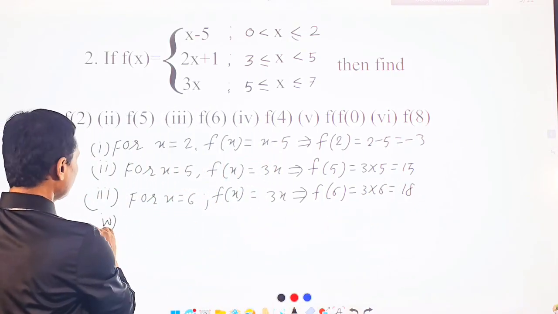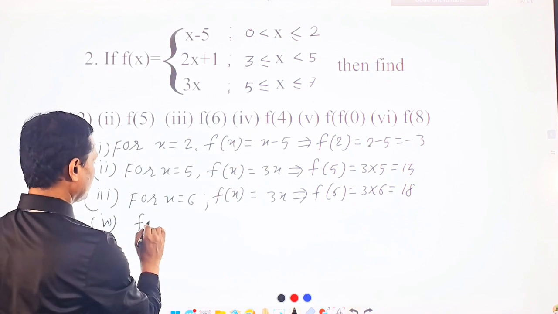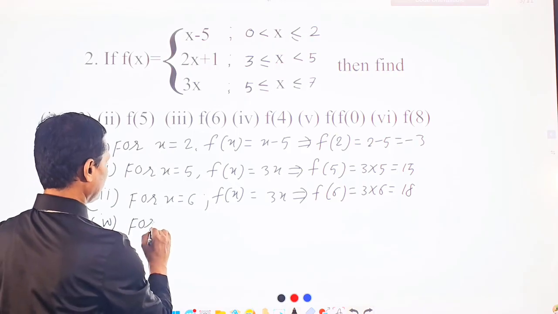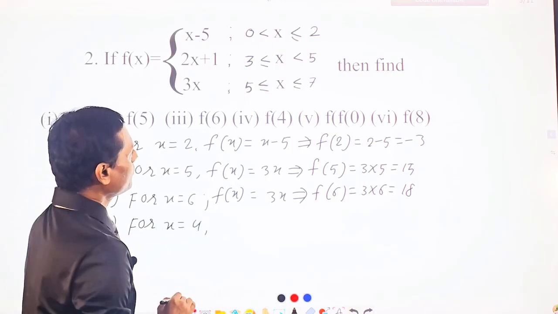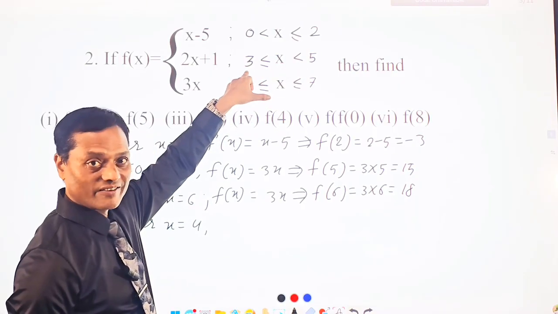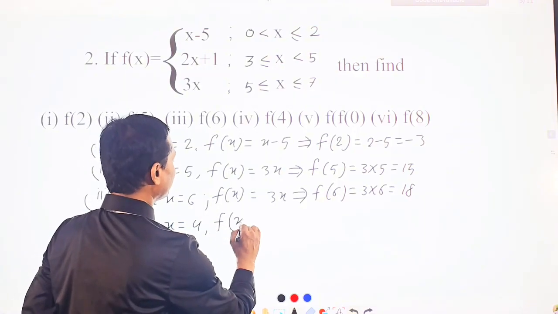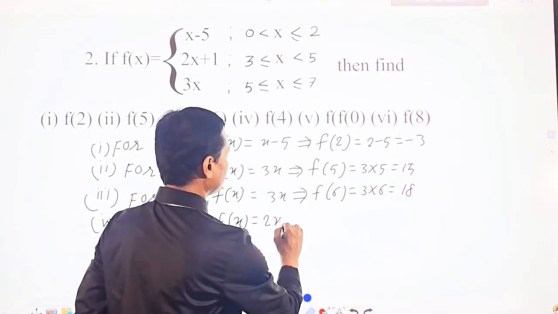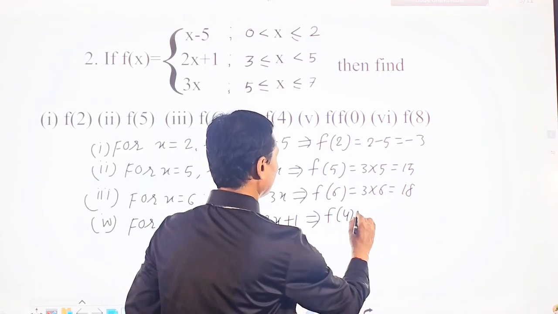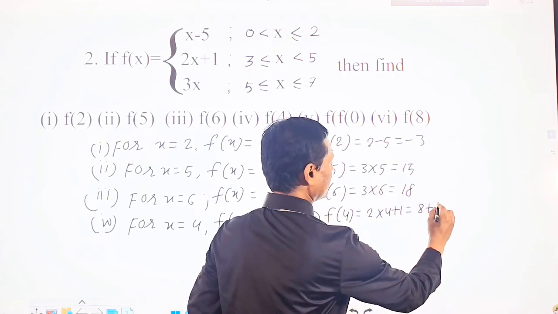Similarly, number 4, we have f(4). So we can write for x equals 4, have a look here. 4 is less than 5, right? And 4 is more than 3, isn't it? So we have to select, for x equal to 4, f(x) equals 2x plus 1. And in this condition, f(4) will be 2 into 4 plus 1, that's 8 plus 1, and that is 9.